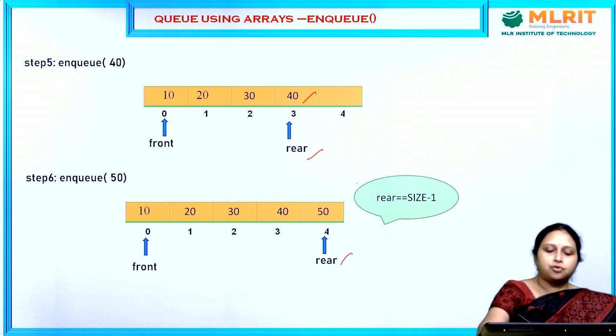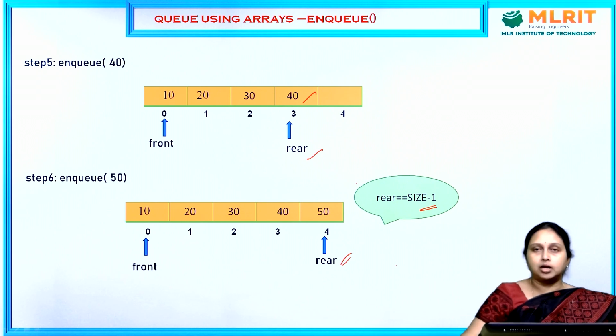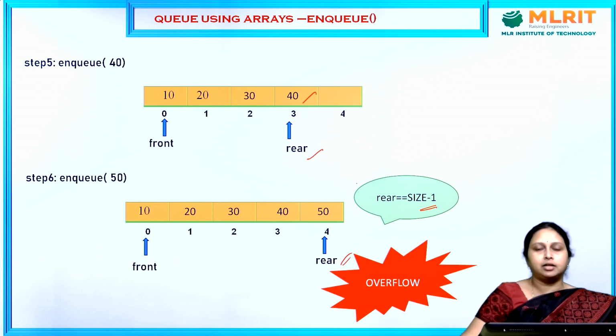Now if rear equal to size - 1, from there onwards I am unable to insert one more element into my queue. If rear reaches the size - 1 position, it leads to an overflow condition. This is my overflow condition for the queue.